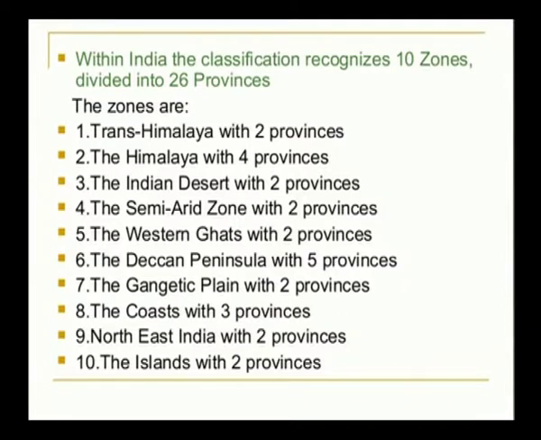The zones are Trans-Himalaya with 2 provinces, the Himalaya with 4, the Indian Desert with 2, the semi-arid zone with 2 provinces, the Western Ghats with 2 provinces, the Deccan Peninsula with 5, the Gangetic Plain with 2 provinces, the Coast with 3 provinces, Northeast India with 2 provinces, and the Islands with 2 provinces.